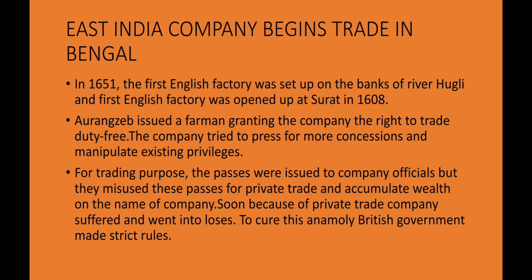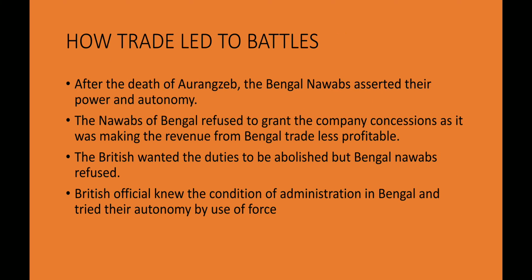The company also acquired zamindari rights over three villages in 1698 by bribing the Mughal officials, which means they influenced Mughal officials by giving them bribes. The company even persuaded Aurangzeb to grant duty-free trading rights. Officials refused to pay the duty on private trade, which resulted in enormous revenue loss for Bengal.